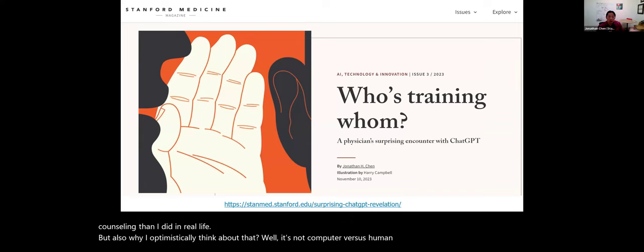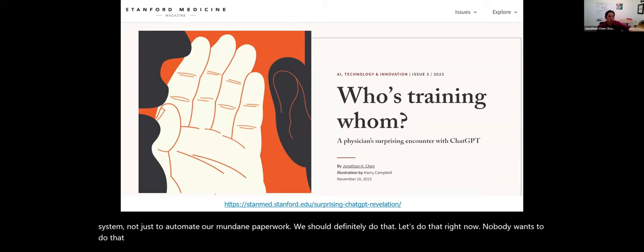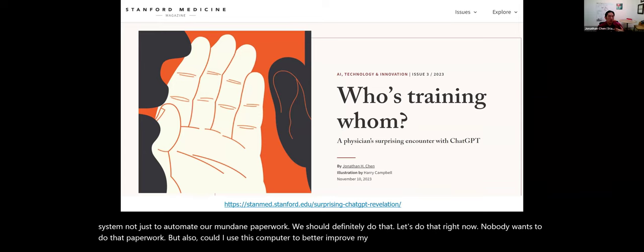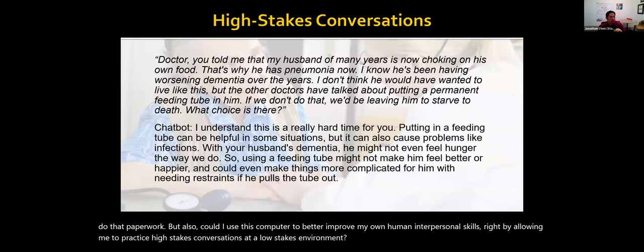I wonder if we can use a computer system not just to automate our mundane paperwork. We should definitely do that. Let's do that right now. Nobody wants to do that paperwork. But also, could I use this computer to better improve my own human interpersonal skills, right? By allowing me to practice high-stakes conversations in a low-stakes environment. I'm going to wrap here just so we have more space for discussion.